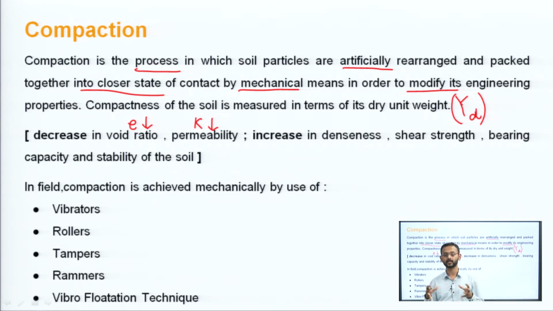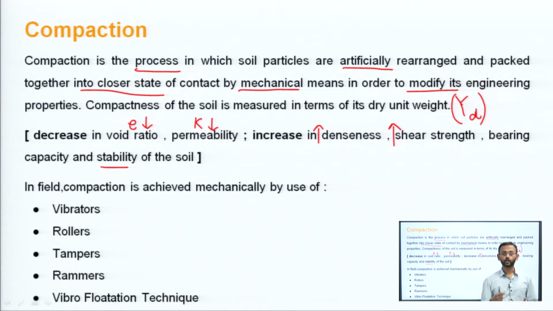But what happens to the denseness? When you compact loose fill, what happens? It is brought to a smaller volume. So, in that case the denseness will increase. So, the denseness value increases. And what happens to the shear strength? Shear strength will also increase. We will be discussing this in the fourth module, shear strength. And the bearing strength, that is the holding capacity for the soil to hold any structure, that is the bearing capacity will also increase, and so will be the stability of the soil.